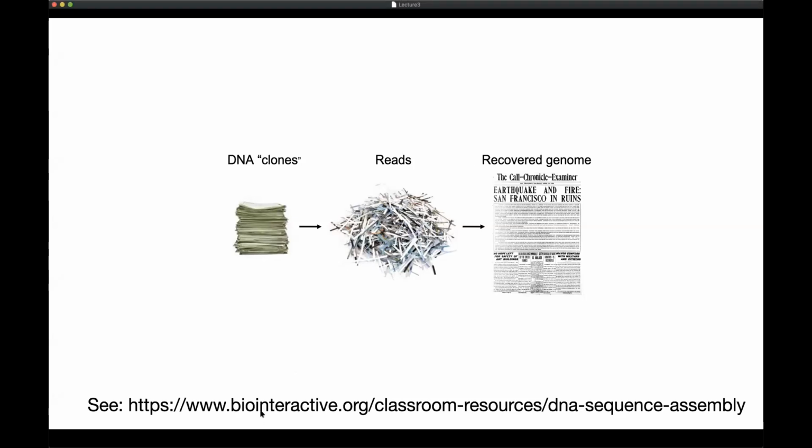There's a great resource maintained by the Howard Hughes Medical Institute that's linked here, that if you're interested in a very introductory module of how DNA is assembled into genomes, I highly recommend this. But in pictures, what you have is DNA clones. This is what you're trying to sequence. You have to randomly cut them into short pieces, sequence them, and then there's this magic black box of bioinformatics that converts the reads back into the contiguous genome that they came from.